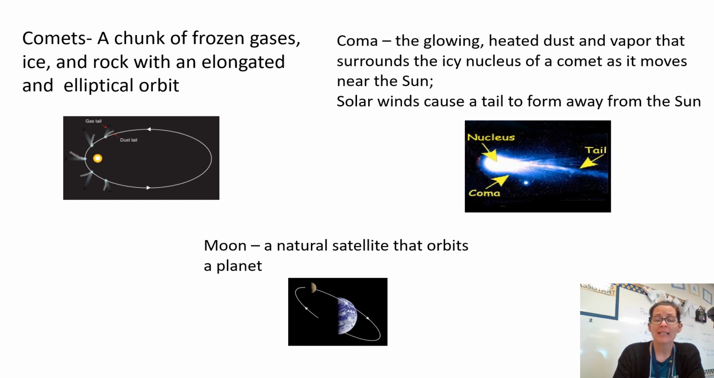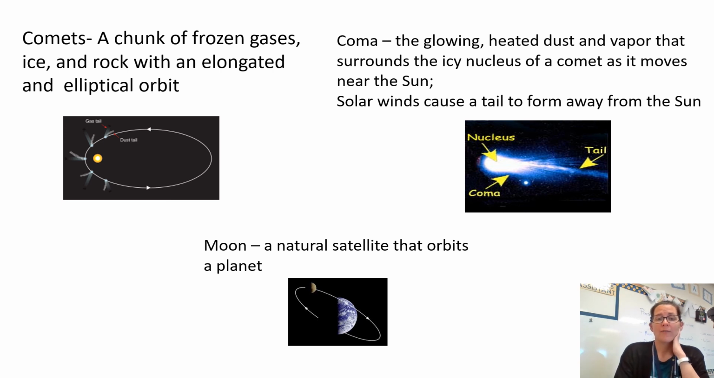Solar winds from our sun cause a tail to form away from the sun. I'm going to try to find a video that shows you how the tail of a comet goes around the sun, because it's kind of neat to watch it, because it's always going to point away from the sun. It's just kind of cool.